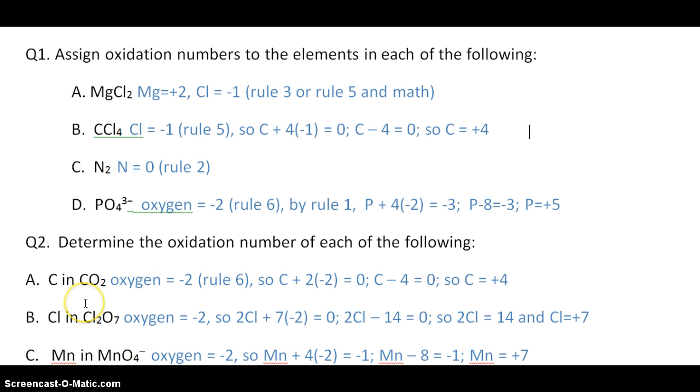And finally, we have manganese in the permanganate ion. We don't have a rule for manganese, so we have to do some math. Oxygen, once again, is negative 2. So the oxidation number of manganese plus 4 times the oxidation number of oxygen is equal to negative 1. Do a little more solving, and we find that the oxidation number of manganese minus 8 is equal to negative 1. We add 8 to both sides of the equation, and we find that the oxidation number of manganese is equal to positive 7.